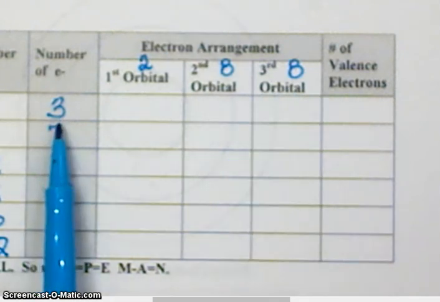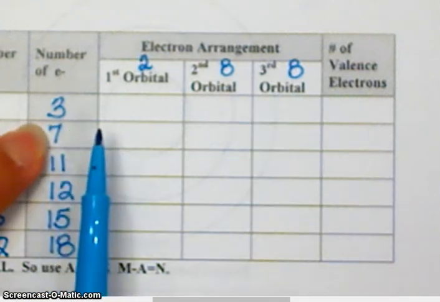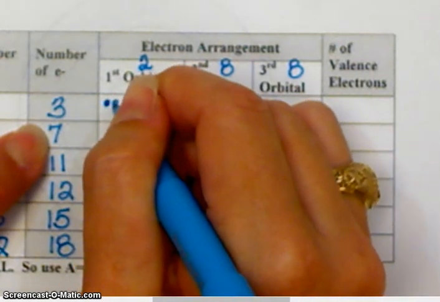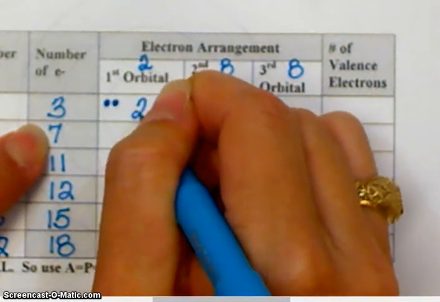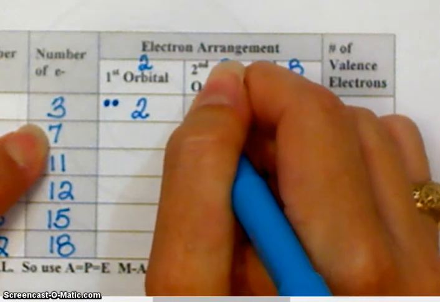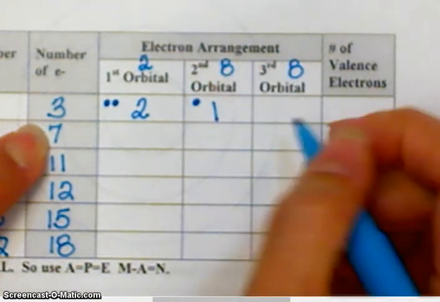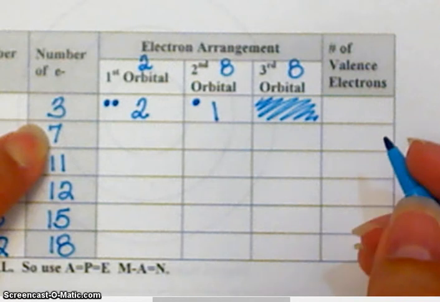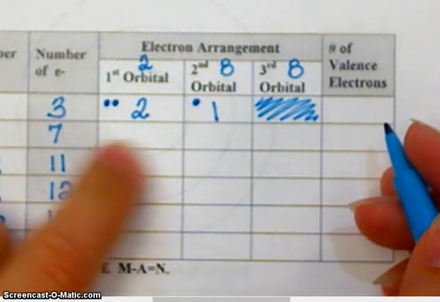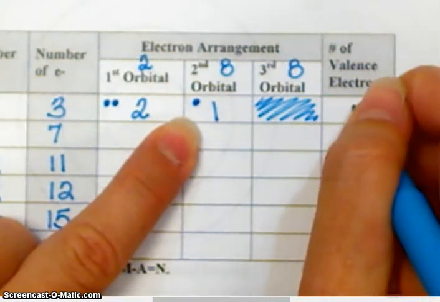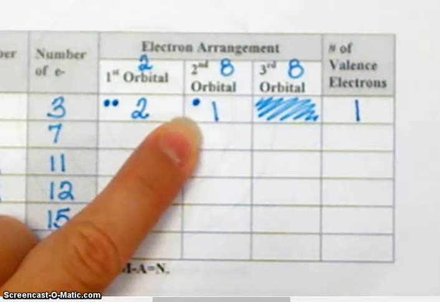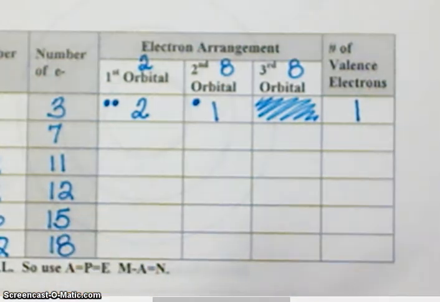So if lithium has a total of 3 electrons, we need to figure out where they go. I can put up to 2 in the first energy level, and then I have to put that last one out in the second energy level, and I don't use the third energy level. Okay, so of the energy levels that I used, this one was the last one I used, and there is 1 electron out there, so my number of valence electrons is 1 for lithium.